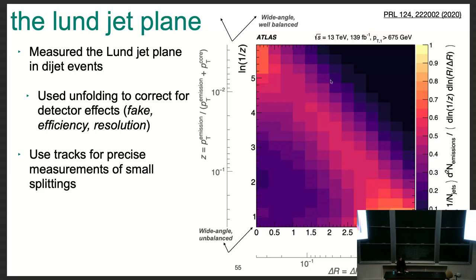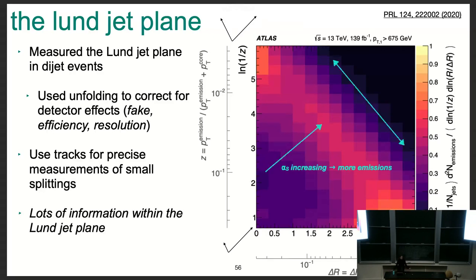Just to orient yourself, I have a few diagrams here to show what types of emissions are relevant for different parts of the plane. Up here in the top left corner, we have a really wide-angle emission that tends to be pretty well balanced, so both the core and the emission are high PT. Whereas down here, we have really collinear emissions that are relatively unbalanced.